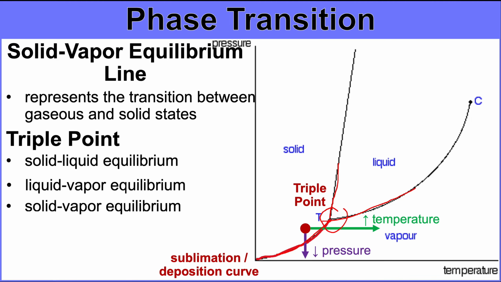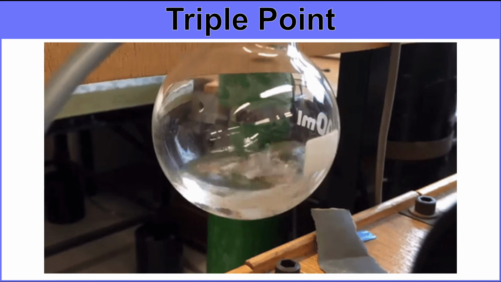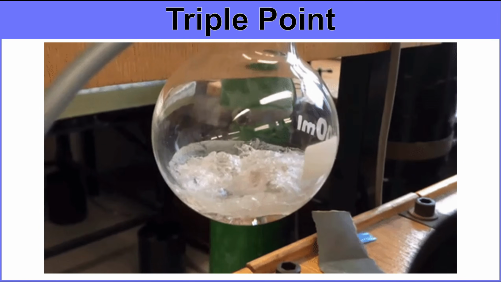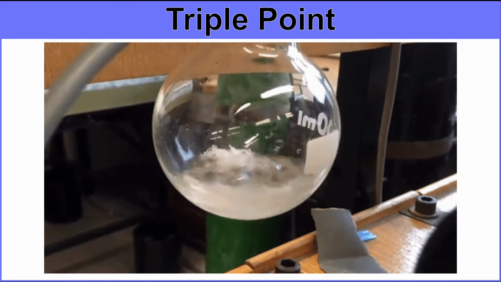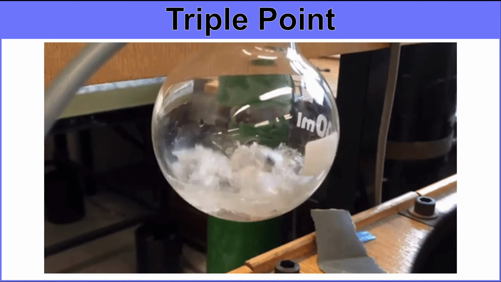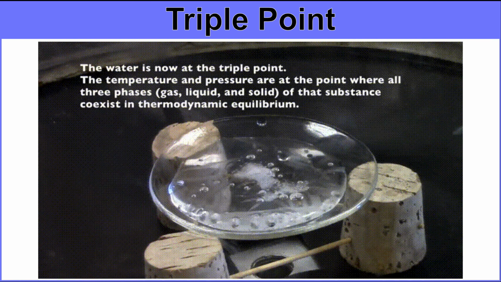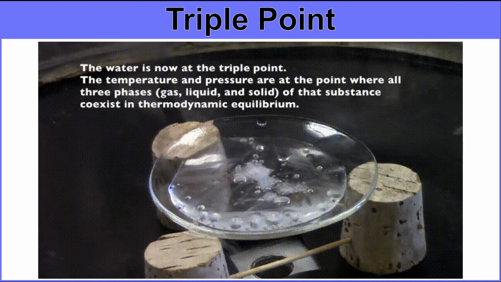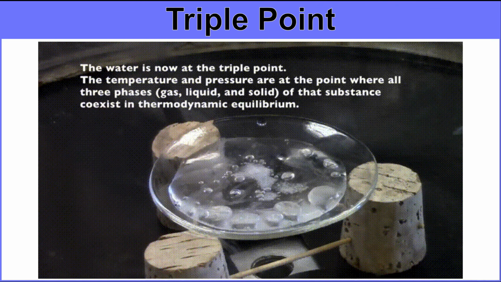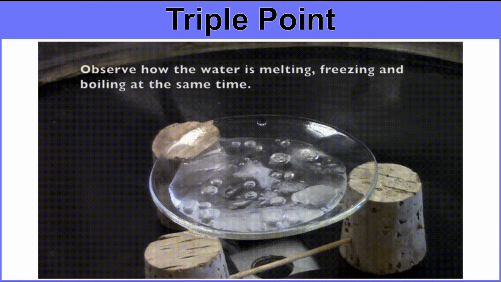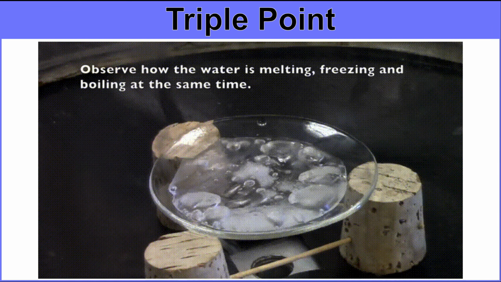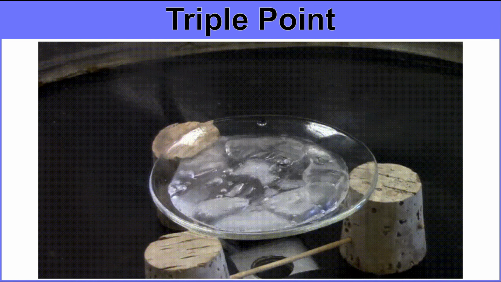In real life, it looks like this. Observe how the sample changes its form three times. Another visual is this one. The water here is at the triple point. So here it's constantly melting, freezing, and boiling at the same time.